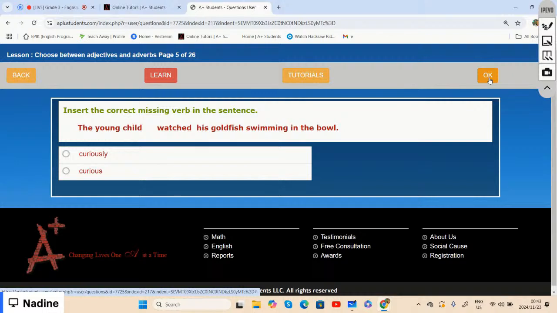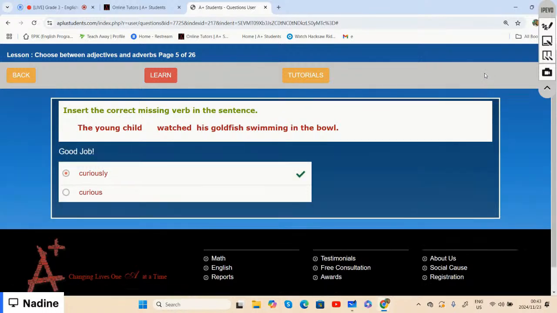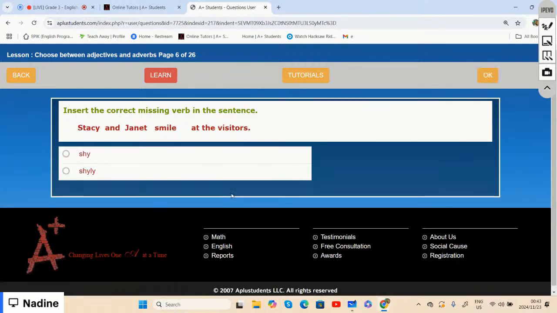And if we were to choose the correct option, we can say the young child curiously watched his goldfish swimming in the bowl. So curiously. The next one says Stacy and Janet smile. Do we say shy at the visitors? Or do we say shyly, option two, at the visitors? Which one is correct?